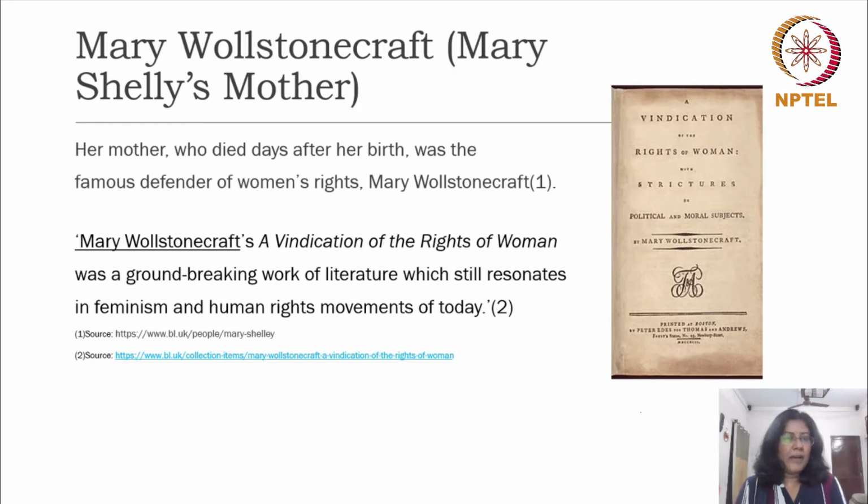Let's look at her mother. Her mother was Mary Wollstonecraft, and she was the one who wrote A Vindication of the Rights of Women, which was a groundbreaking, radical text of literature, which can be classified as one of the first feminist texts, one of the first texts which also talked about human rights issues of the female gender. So you can see what kind of mother she had, and unfortunately her mother died days after her birth, and these two figures, the mother and the father, were well-known writers of the day, very influential and independent-minded figures.